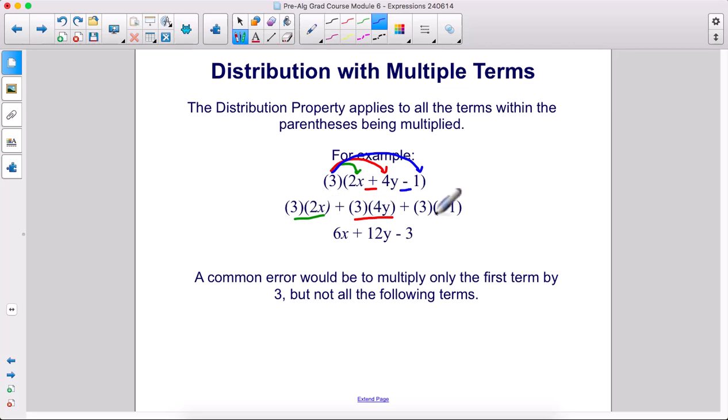Then we would simplify this. 3 times 2x is 6x. 3 times 4y is 12y. And 3 times negative 1 is minus 3. A common error would be to multiply only the first term by 3, but not all of the following terms.